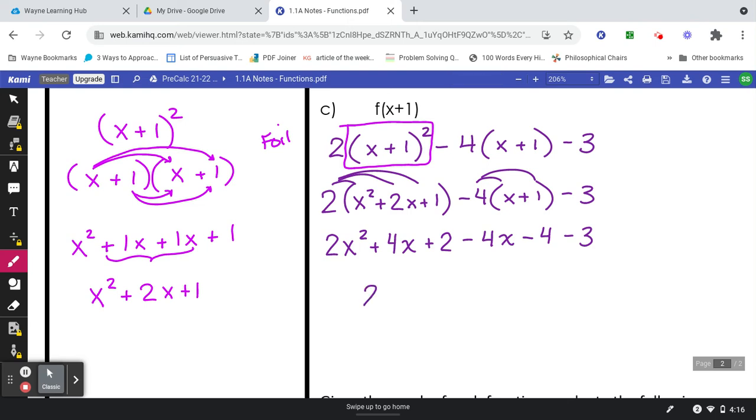The 2x squared is the only x squared in the problem, so we'll bring that down. We'll combine the 4x and the negative 4x. Those actually cancel out completely, so I don't have to write the x at all. And then I'm going to add my numbers together. So 2, negative 4, and negative 3 makes negative 5. So my final answer, 2x squared minus 5.